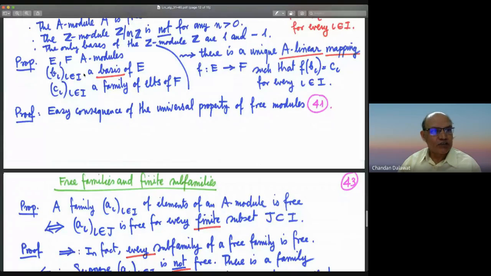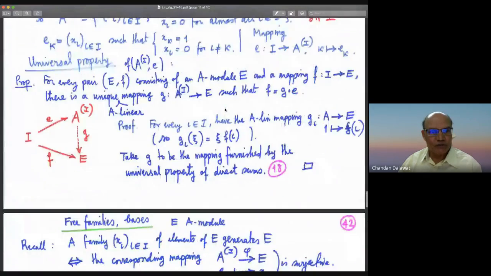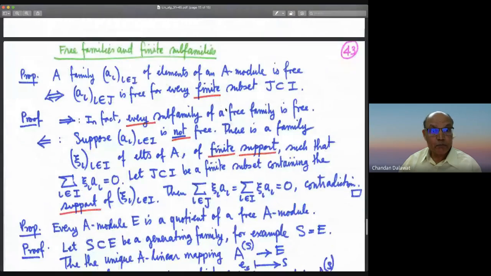So what does this proposition say? It says that if I have two A modules, E and F, and I have a basis b iota of the first module, E, and a family of elements c iota of the second module, F, indexed by the same set I, then there's a unique A linear mapping from E to F, which takes b iota to c iota for every iota. And this is an easy consequence of the universal property of free modules, which we have discussed here.